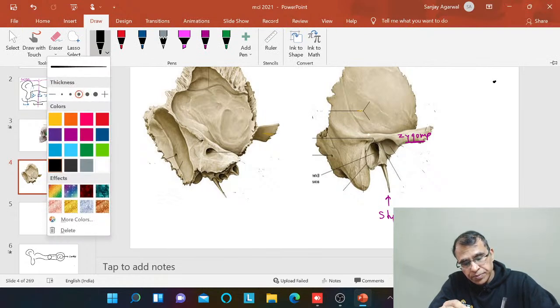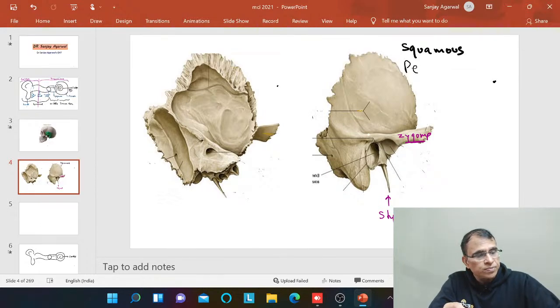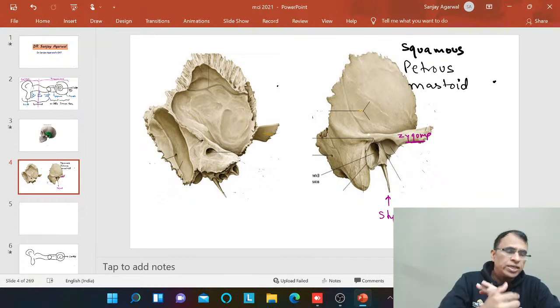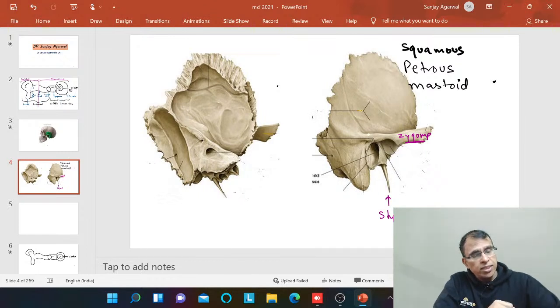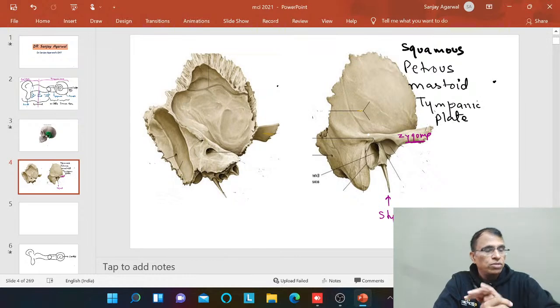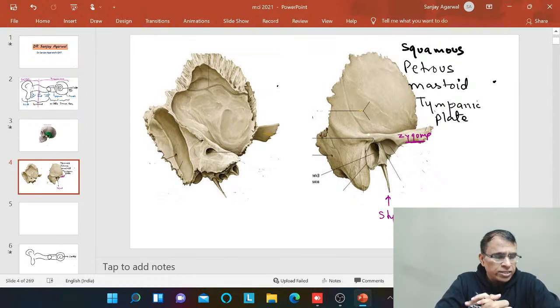Then there is petrous bone, mastoid bone. Can you tell me the fourth one? It's like a challenge question for you. Just write in the comment. Let's see how many of you can answer the fourth part of the temporal bone, because it's an important MCQ. And usually people do not remember the fourth one that I'm going to write. Let's see. I'm waiting for your answer. Please write if you know the answer. Yes, it is tympanic plate. Four bones that make the temporal bone. Just remember the names, that's it.